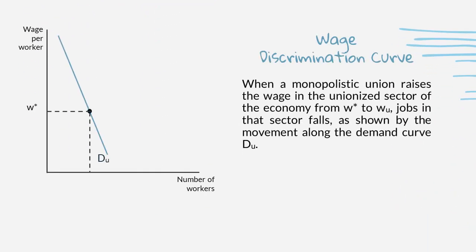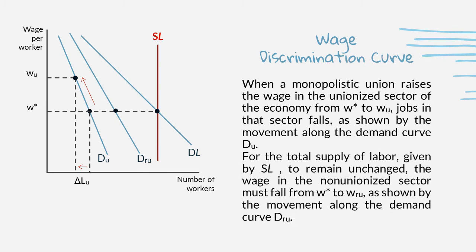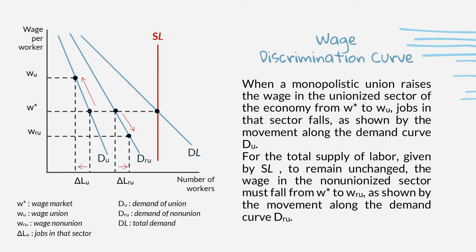From the wage discrimination, we can get a curve of wage discrimination. When a monopolistic union raises the wage in the unionized sector of the economy from W star to WU, jobs in that sector fall, as shown by the movement along the demand curve DU. For the total supply of labor given by SL to remain unchanged, the wage in the non-unionized sector must fall from W star to WRU, as shown by the movement along the demand curve DRU.